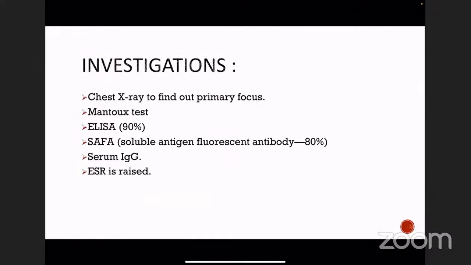If the patient does not have diagnosed or proven pulmonary tuberculosis, but we suspect the patient might have pulmonary TB plus abdominal TB, we have to get a chest X-ray done first. In ulcerative type, the patient will have primary lesions; in hyperplastic type, the patient might not have any lesions in the chest. The other tests, we all know: Mantoux test, ELISA, SAFA, that is soluble antigen fluorescent antibody test, serum IgG test, and ESR. These tests are done within a few hours to get diagnosed about tuberculosis.